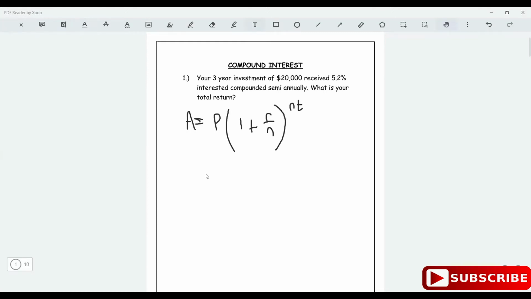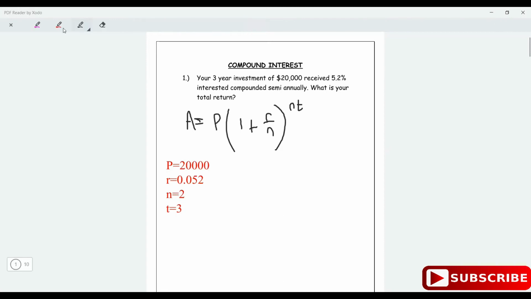Let's look at all of them now. P is the principal, so in this question, P is equal to 20,000. R is the rate, and you need to convert the rate to decimal, so 5.2% as a decimal is 0.052. That's the rate. N is where it says compounded semi-annually, so n is equal to 2. And the time t is 3, because they said 3 years.